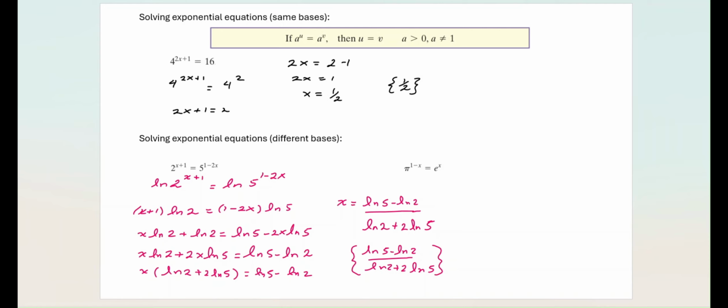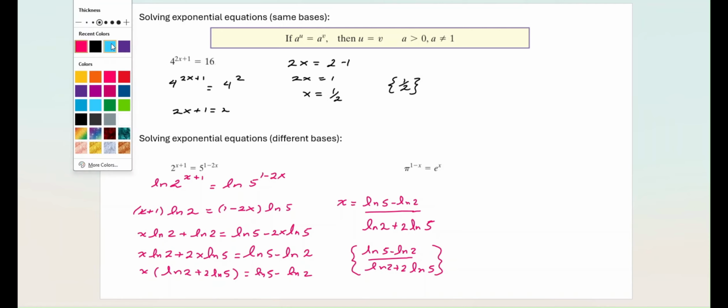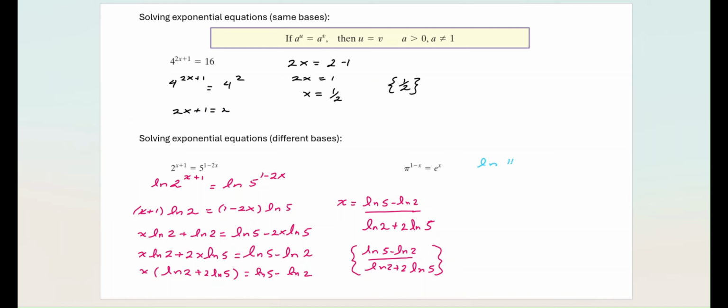Now let's see the other case. We use a different color. So now we have the exponential equation, pi to the power of 1 minus x equals e to the x. I will again apply the natural logarithm to both sides. I will say ln of pi to the power of 1 minus x equals ln of e to the x. Now we can write exponents as factors, so you can say 1 minus x times ln of pi equals x times ln of e.